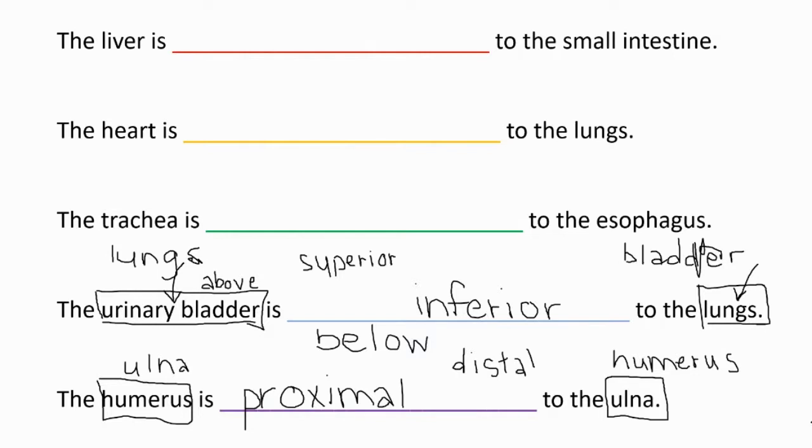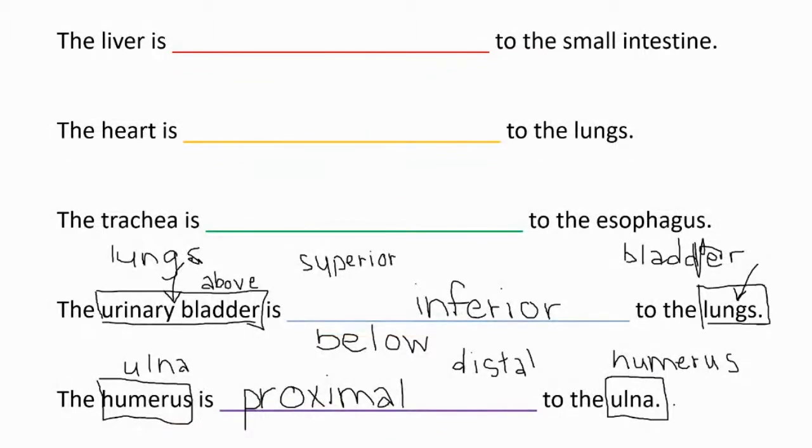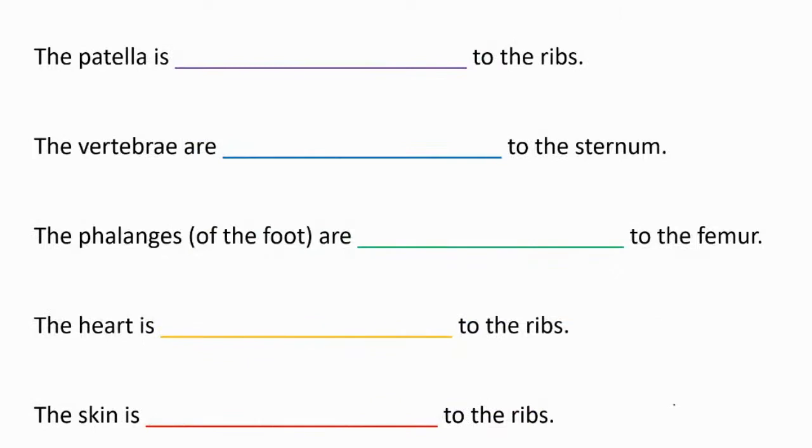Let me take a quick peek here. Okay, let me see what we did so far. Superior, inferior, proximal, distal. Let's do this one right here. The next statement we're going to do here is comparing the vertebrae to the sternum.